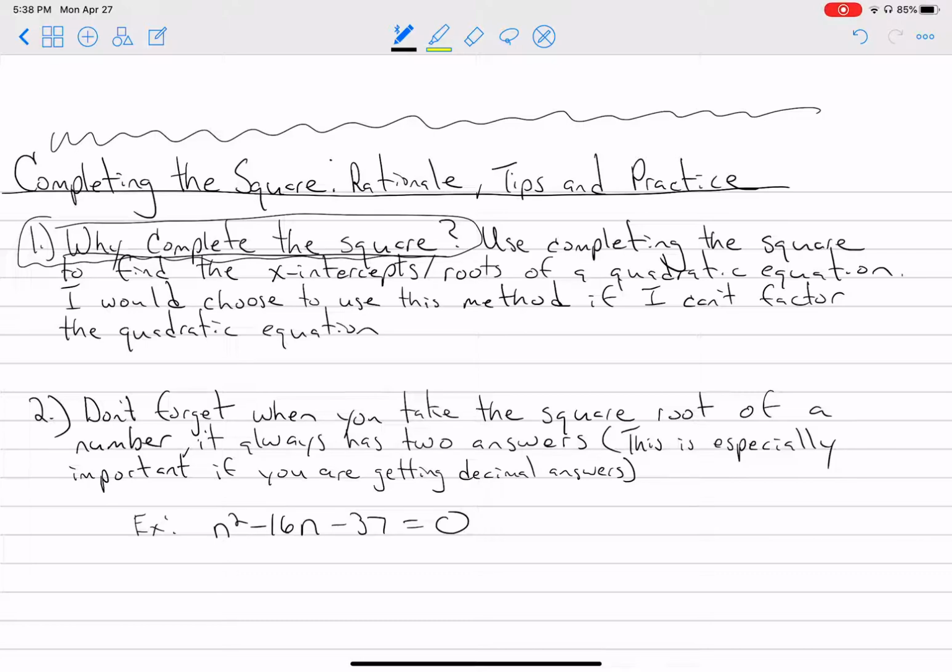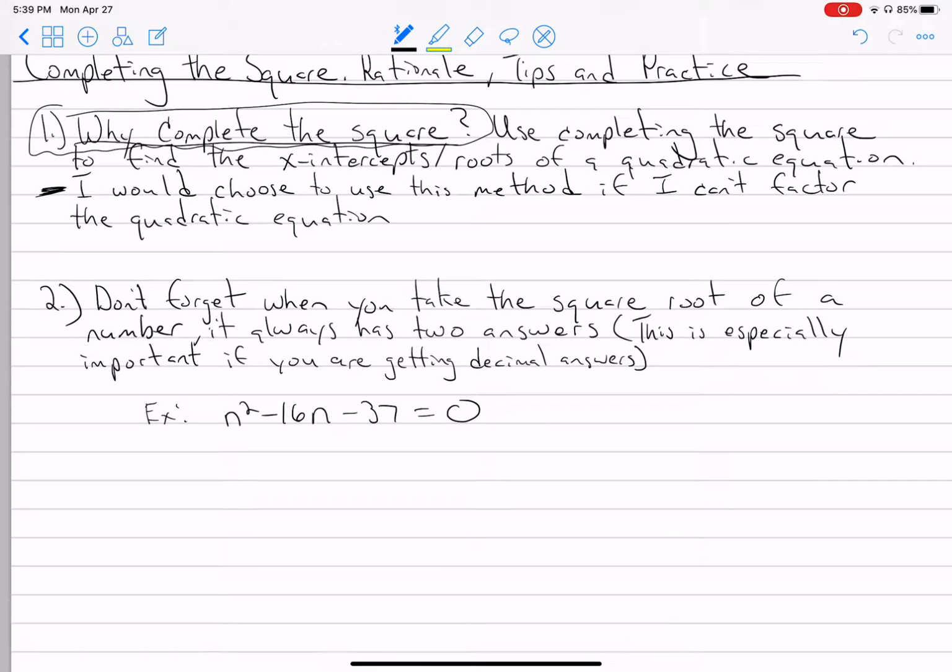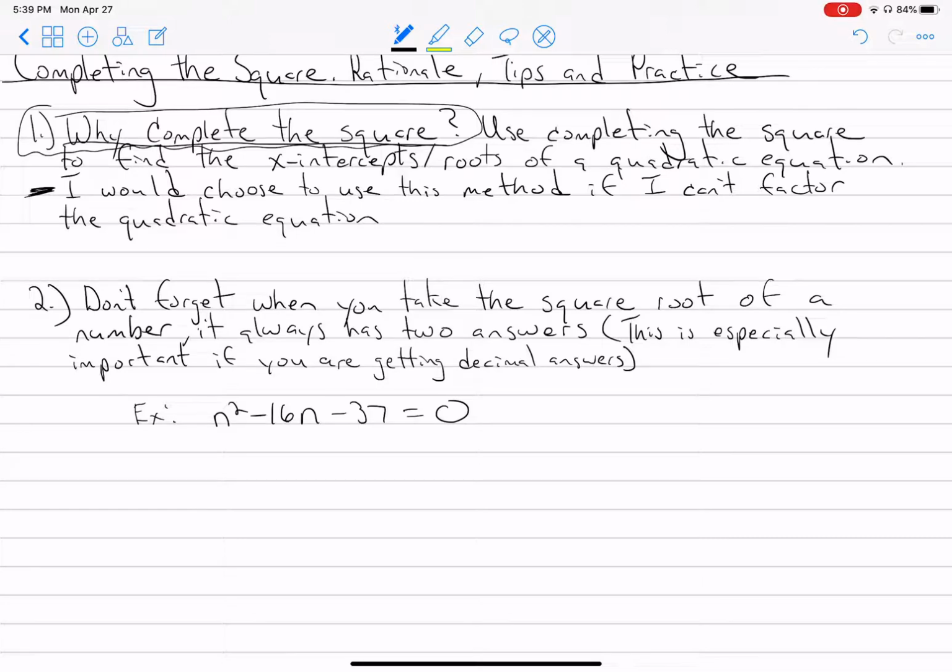Why would you choose to do this? I would choose to do completing the square if I can't factor the quadratic equation on my own. If I can't factor it to find the roots, then I'm going to go to completing the square to find the roots, right? Because once I do that, then I figure out my roots are 2 and 3, and I know where my x-intercepts are, and then I can go ahead and figure out where my vertex is, and so on and so forth, okay? So just remember, that's why we're even doing this.